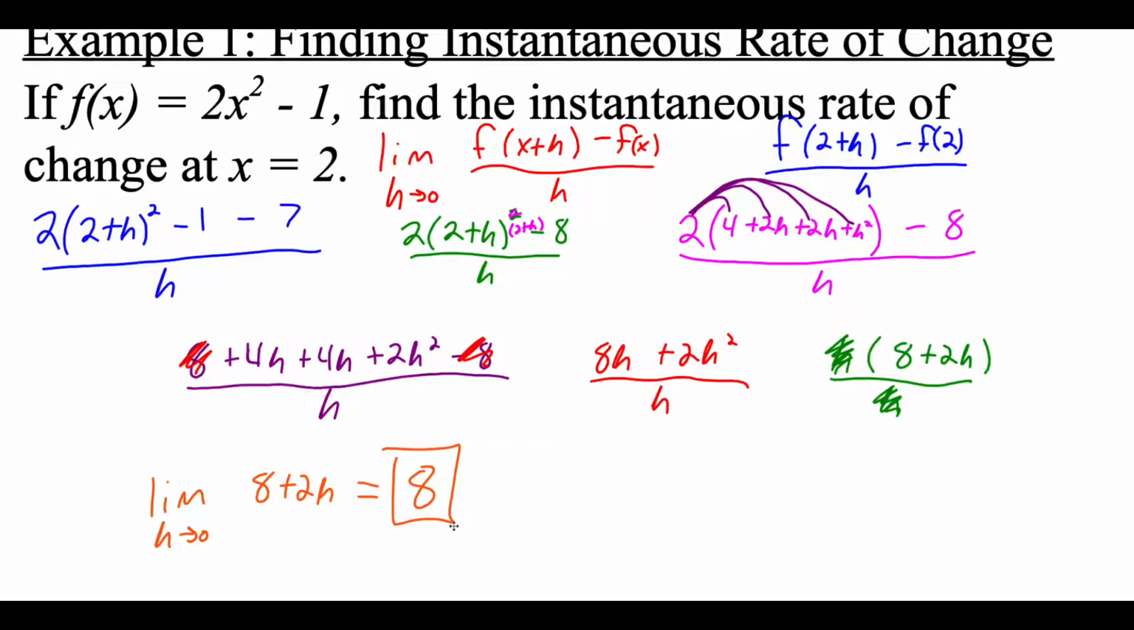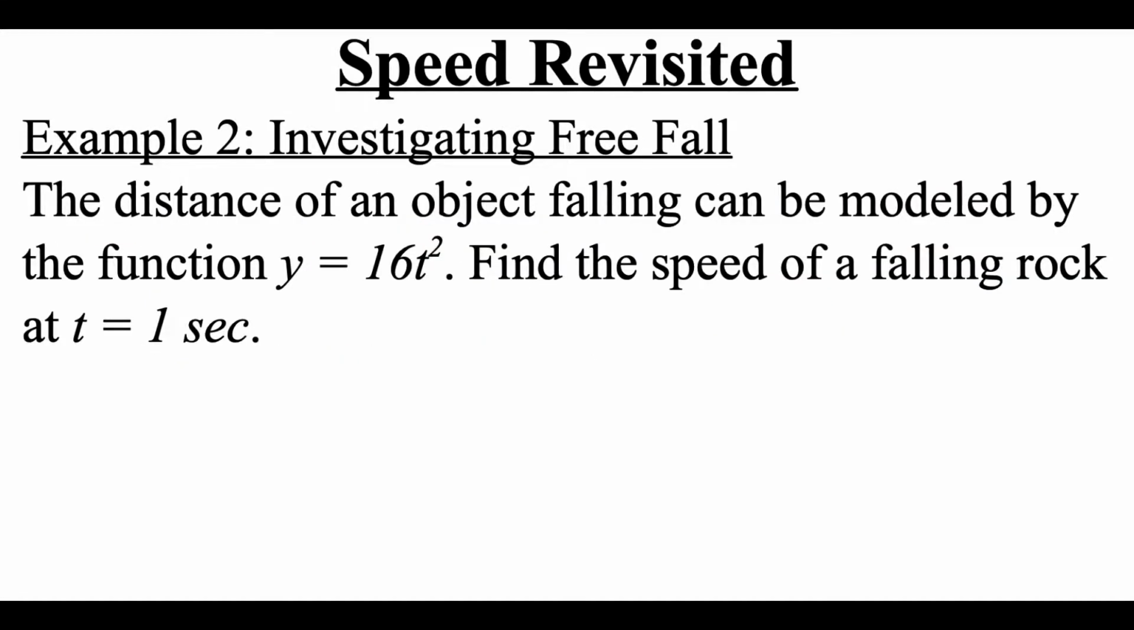So the instantaneous rate of change, or the instantaneous speed of this function at the x value of 2 is just 8. In this example, we're going to look at the distance an object is falling. So that can be modeled using the function y equals 16t squared. So we're going to find the speed of a falling rock at a time of 1 second. So again, we're going to look at doing the limit as h is approaching 0 of f of x plus h minus f of x all over h. I guess we're using t variables in here, but that's the same as your x.